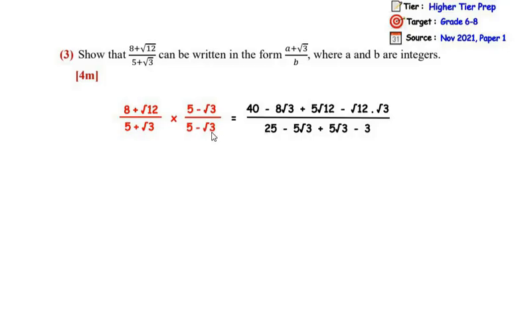5 times minus root 3 is minus 5 root 3. Root 3 times 5 is plus 5 root 3. Now plus with minus is minus, and root 3 times root 3, we get 3.